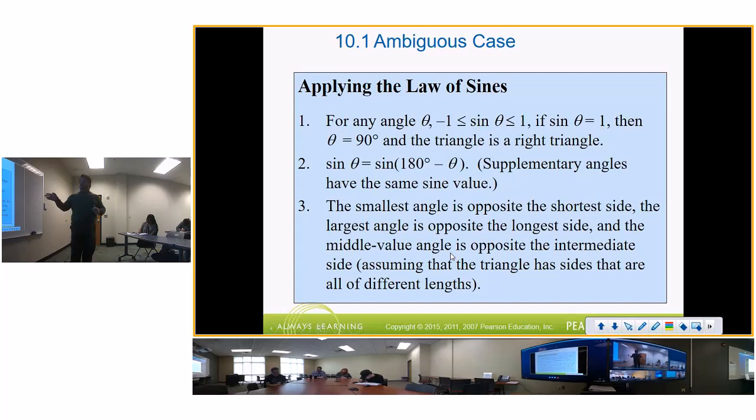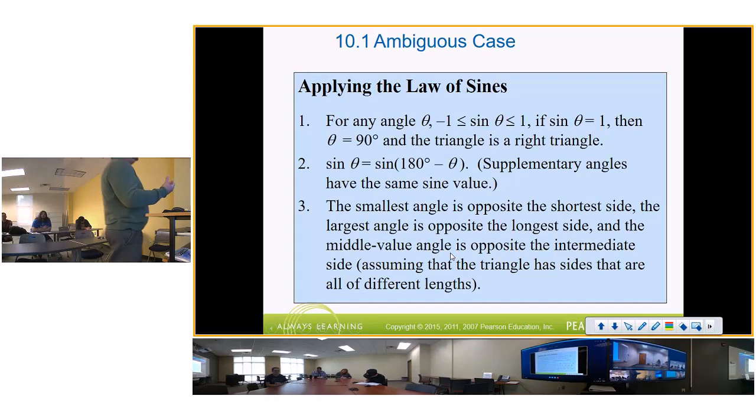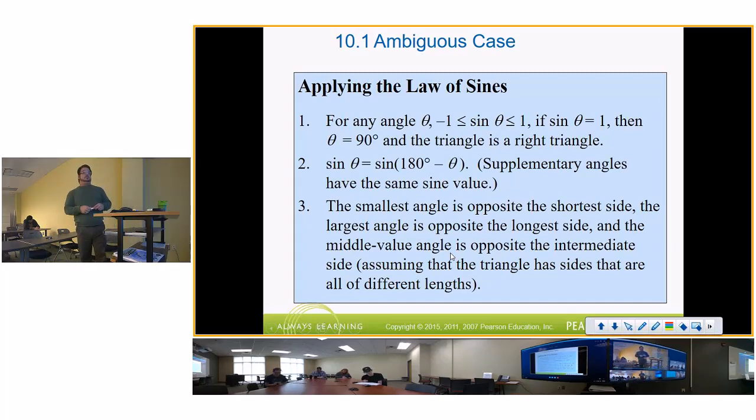All right? So you need to highlight that because sometimes when you're doing these puzzles, and I call them puzzles, when you're trying to fit everything together, that's going to come into play. And the largest goes with the largest, and the medium goes with the medium. So if they don't give you sides A, B, and C, then you're going to have to put the puzzle pieces in place.